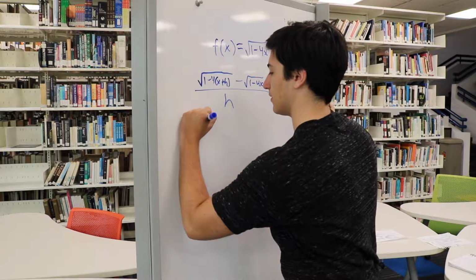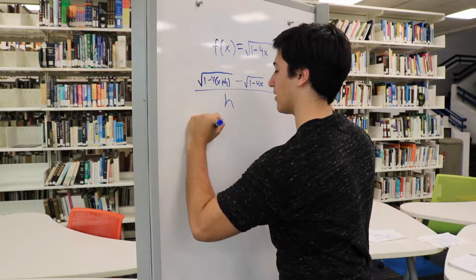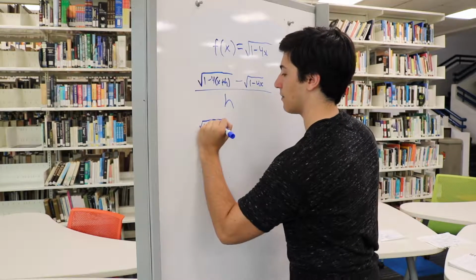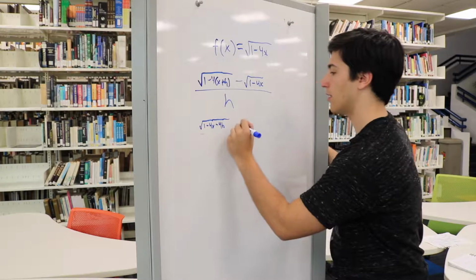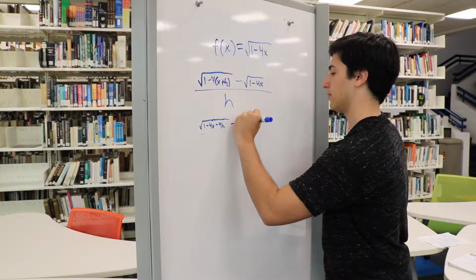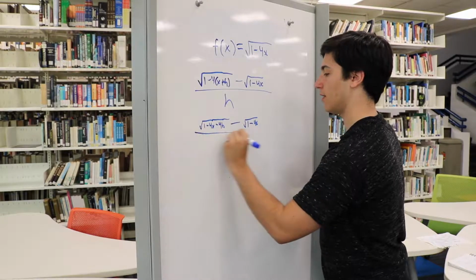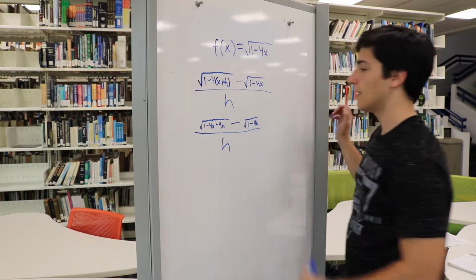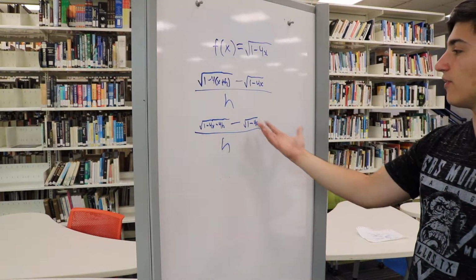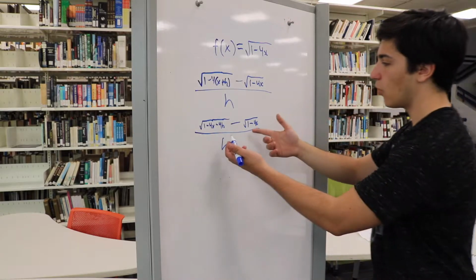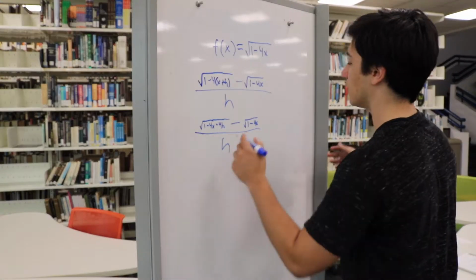So it's the square root of 1 minus 4x minus 4h, minus the square root of 1 minus 4x, all this divided by h. Okay, now we see the equation like this. It's simplified. We cannot simplify anymore nor change it. So we are going to have to apply another equation.